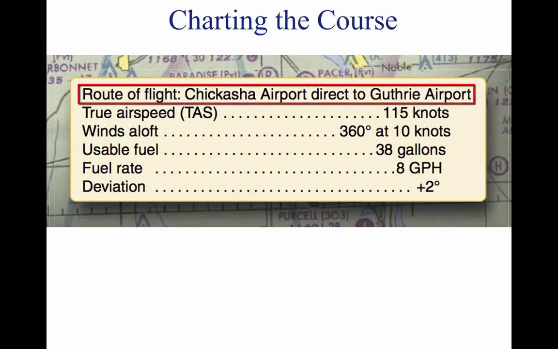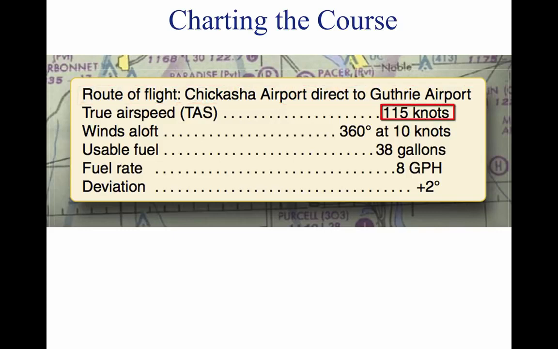Route of flight, Chickasha Airport, direct to Guthrie Airport. True airspeed, TAS, 115 knots. Winds aloft, 360 degrees at 10 knots. Usable fuel, 38 gallons. Fuel rate, 8 gallons per hour. Deviation plus 2 degrees.